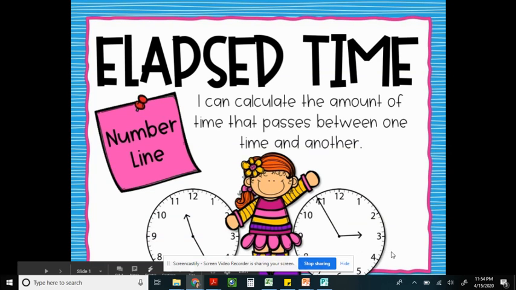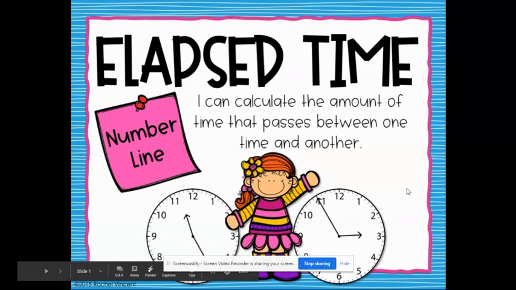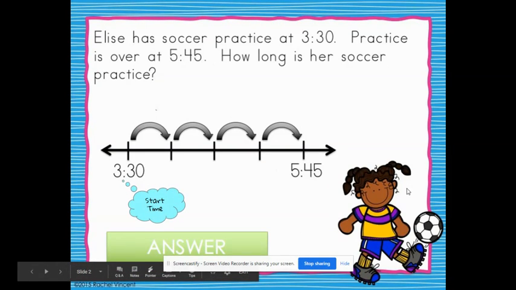Okay, guys, today we are going to keep up the work we were doing in groups on Tuesday, and we're going to calculate the amount of time that passes between one time and another. So that's elapsed time, and we're going to continue doing that with a number line. So let's look at this problem.